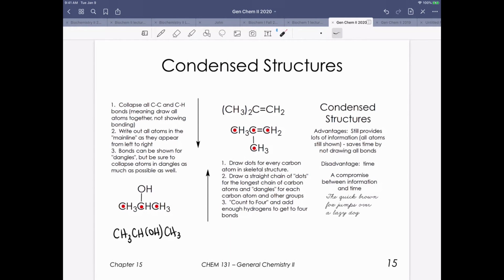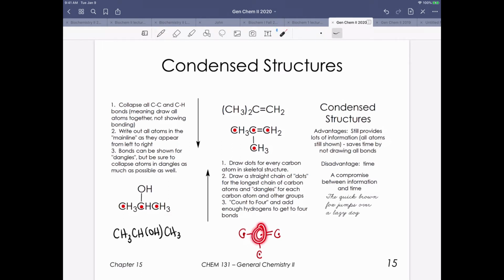Now I have to make sure I only have 4 things bonded to each carbon atom. So imagine if I hadn't yet drawn these hydrogen atoms in yet. Let's go ahead and just do that so you can see that. I would have drawn a dot, dot, dot. That's a carbon, carbon, carbon. I would have connected those and then to this dangly carbon, and then I would have made that a double bond. Okay, now I need to make sure I count to 4.